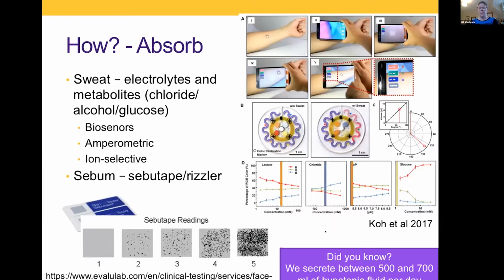Just a little fact here. Did you know we secrete between 500 and 700 mils of sweat, i.e. hypertonic fluid, every day? So it's very important to keep drinking more.